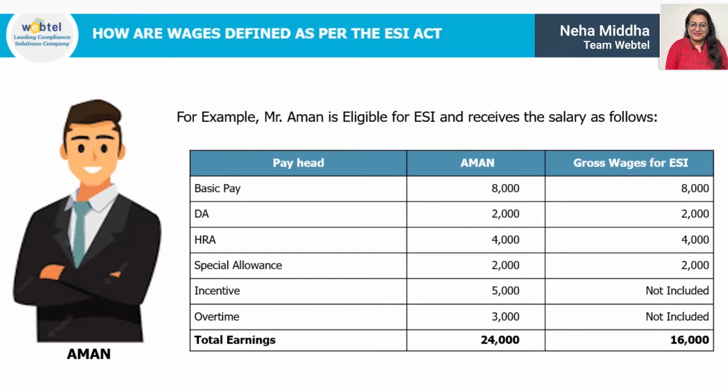So here we have an example of Mr. Aman, who is receiving a pay of 24,000, including some of the components which are not the part of ESI wages, incentive and overtime. Now as you can see, the total gross earnings are 24,000, but when checking up for the ESI eligibility, two components have been excluded and the wages considered are only 16,000, making him eligible for the ESIC contribution.